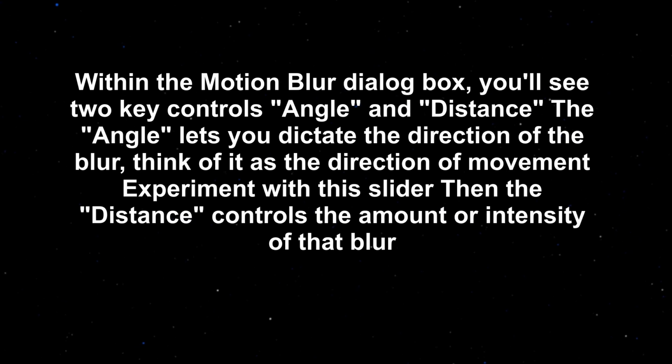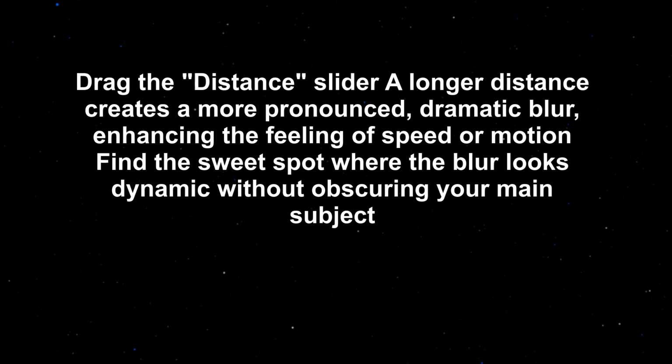The angle lets you dictate the direction of the blur. Think of it as the direction of movement. Experiment with this slider. Then the distance controls the amount or intensity of that blur. Drag the distance slider. Longer distance creates a more pronounced, dramatic blur, enhancing the feeling of speed or motion.